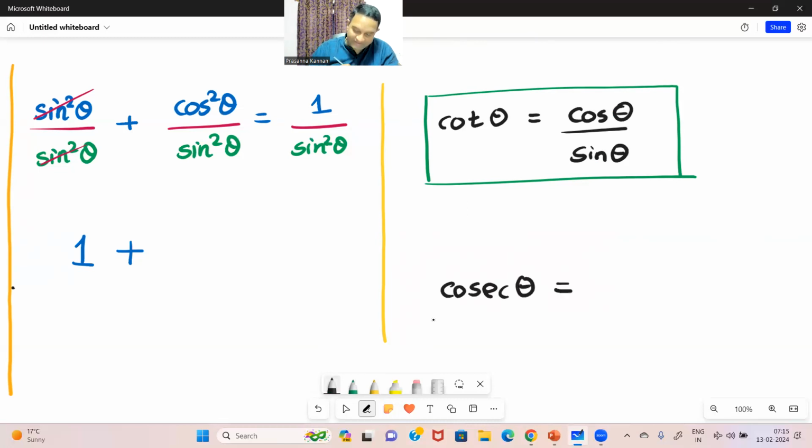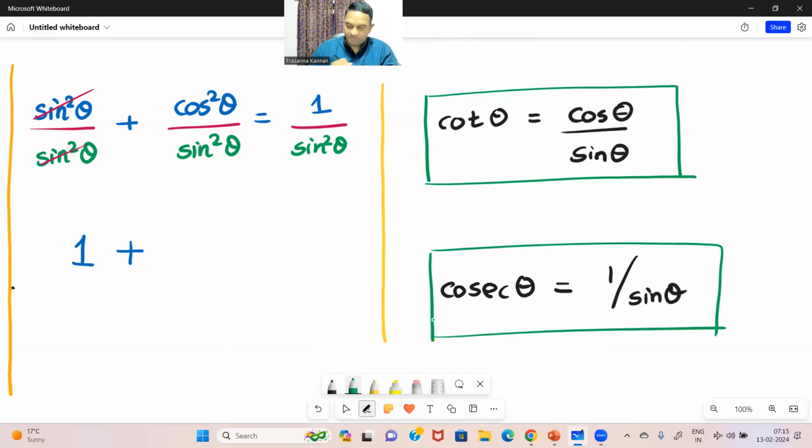Then similarly, what is cosecant theta or cosec theta? 1 by sine theta. Okay. Fine. Now tell me with this knowledge, how can I write 1 by sine square theta? What is 1 by sine theta? Cosec theta. So what is 1 by sine square theta? Cosec square theta. Exactly. So this is cosec square theta.